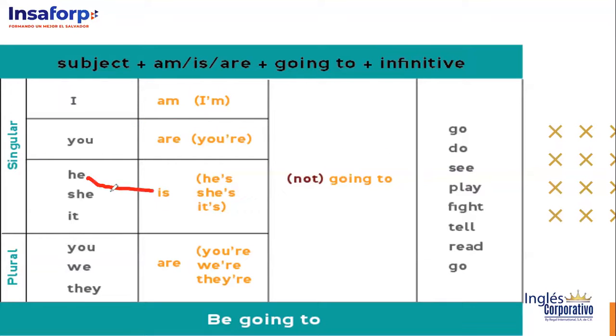With he, she, and it, you use is. So, he is going to do the homework. With you, we, and they, we use are. Okay? We are going to go to the park. We're going to go to the park.